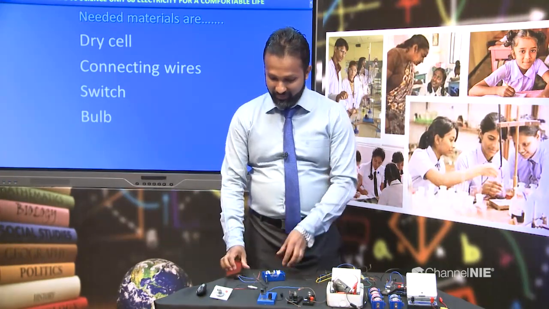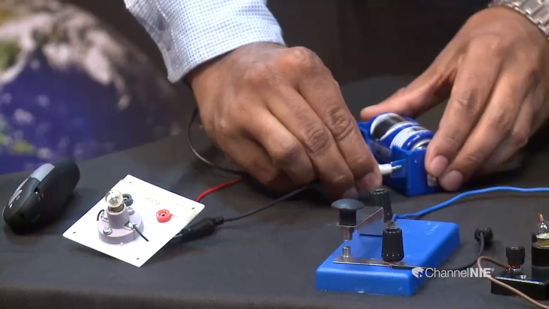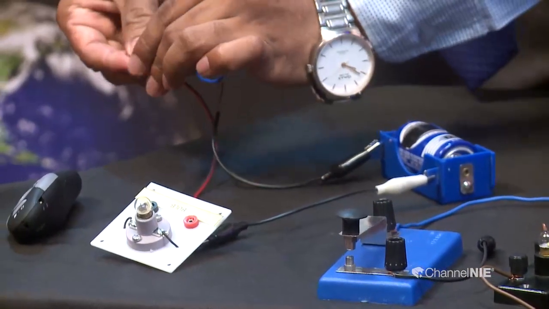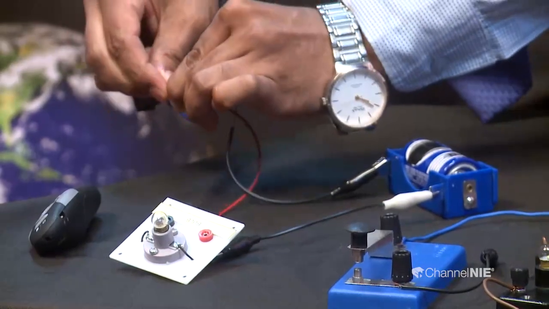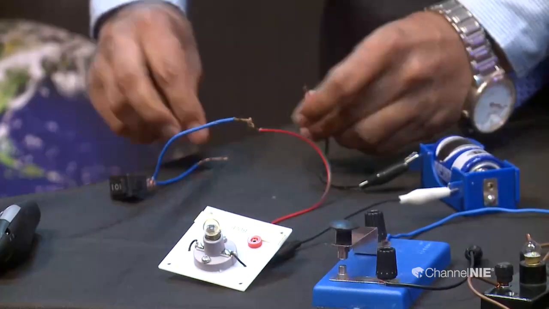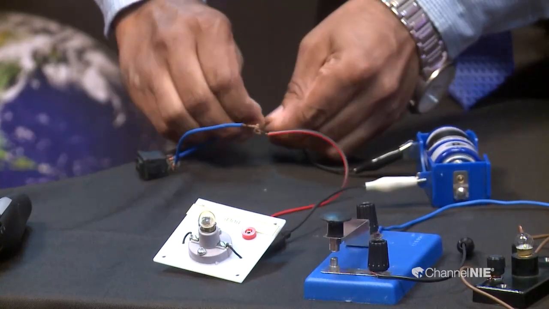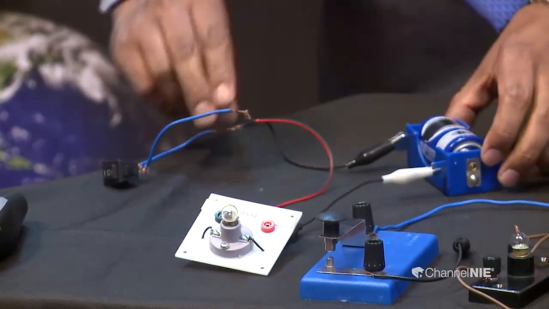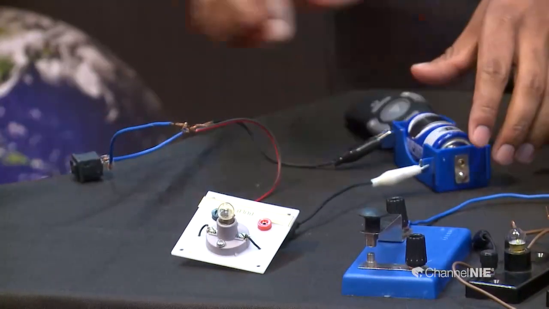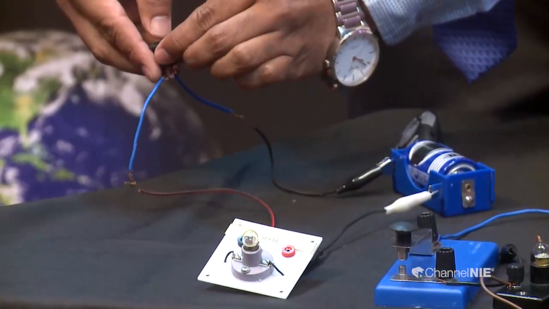Right. First of all, I am going to connect this bulb to the dry cell and then the connecting wires to the switch. You can observe. And then the other end of the connecting wire to the negative terminal of the dry cell. Now, my dear children, I have prepared a simple structure. Now, I am going to switch on the switch.